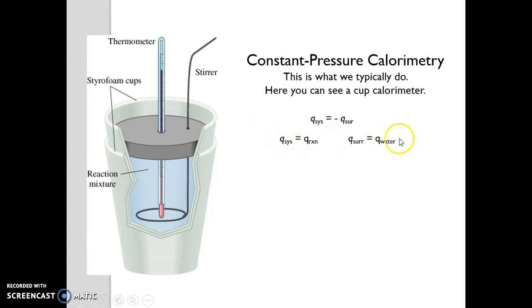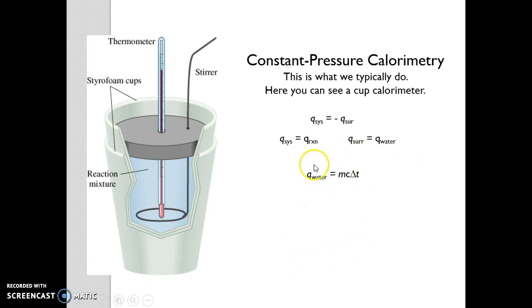The water is going to represent our surroundings, and hopefully you realize that's a little bit of a misinterpretation because not all the energy from the system is going into just the water. It's going to go into the cup and the thermometer and the stirring wire. So this is a big assumption that we make, which is why our experimental yield is never as good as our theoretical yield, because not all the energy actually goes into the water. It goes other places as well.